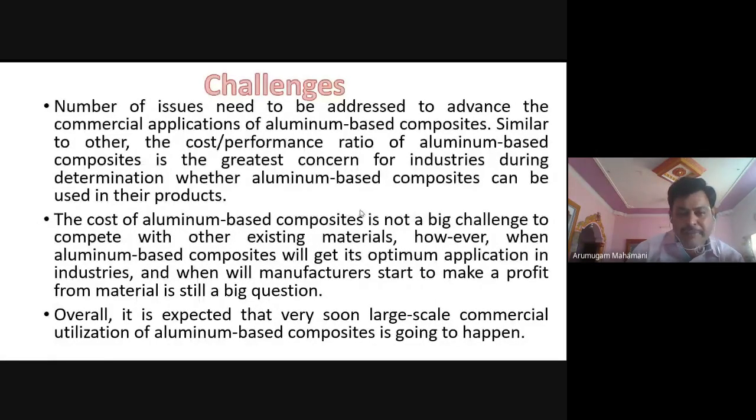The cost of aluminum-based composite is not a big challenge to compete with other existing materials. However, when aluminum-based composite will get optimum application in industries, and when manufacturers start to make a profit from the material, is still the question. So overall, it is expected that very soon the large-scale commercial utilization of aluminum-based composite is going to happen. So all the researchers who are interested in composite material, particularly aluminum-based composite, definitely you can do it.